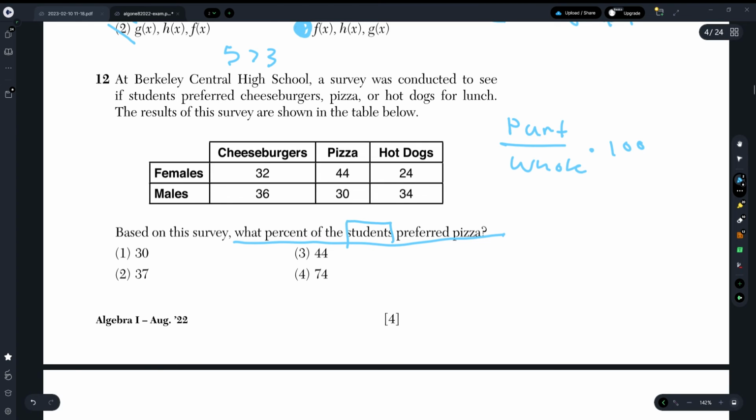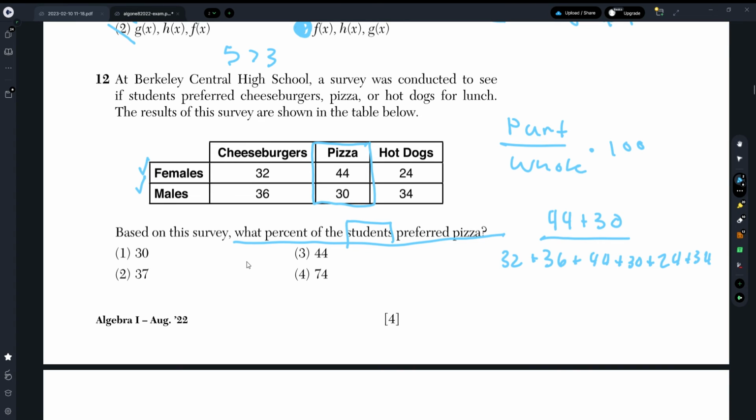So we know that we're looking at both males and females, and which ones preferred pizza, right? So what part of them preferred pizza? Our part is going to be our pizza, which is 44 plus 30, and our whole is going to be all of them. So 32 plus 36 plus 44 plus 30 plus 24 plus 34, right? And you go ahead, plug that into your calculator.